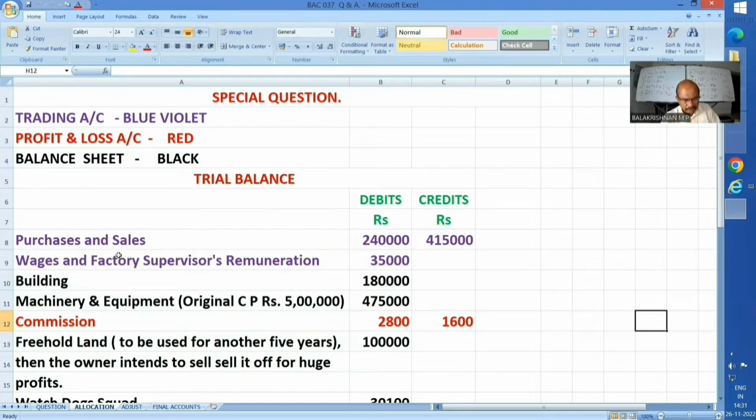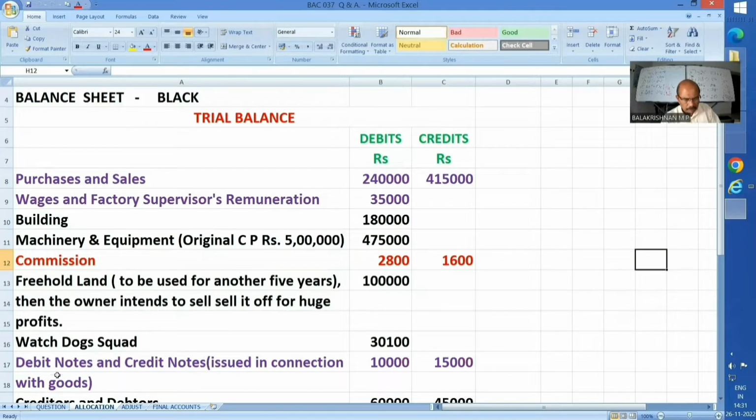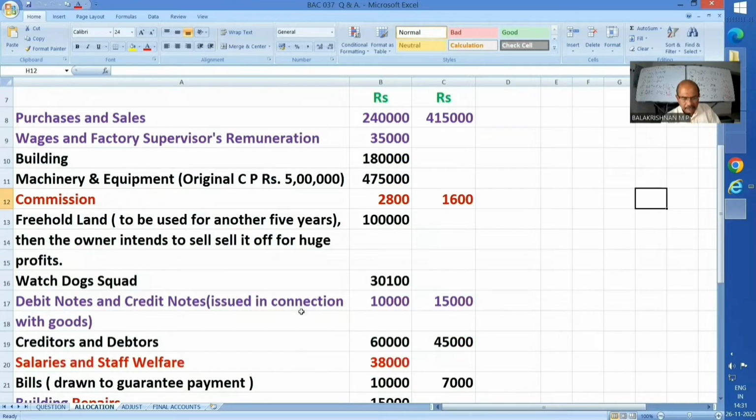Anything related to factory, of course, you know, comes in the trading account only. Next violet item, debit notes and credit notes issued in connection with the goods. It is nothing but return inward and return outward. Debit notes are issued when purchased goods are returned. Similarly, credit notes are issued when sold goods are returned. For your convenience, just remember that debit one is return outward and credit one is return inward, and we need to suitably adjust it.